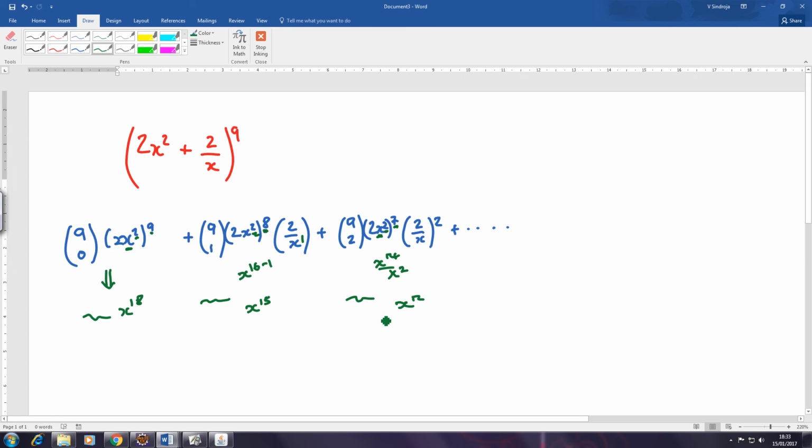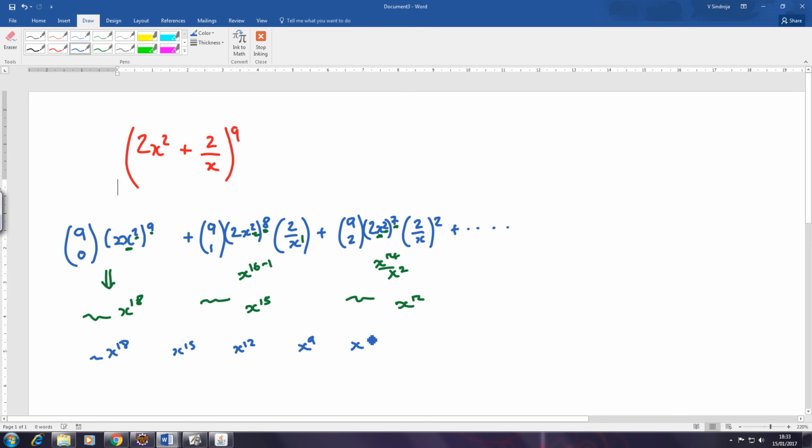Okay, now, if you look at the pattern of what's going to happen to the power, this term is x to the power of 18. This term's x to the power of 15. Then it goes x to the power of 12. So what's happening to the power? Well, clearly you're taking away 3 each time. So you're taking away 3, so it's 15. So the next term is going to be x to the power of 9.